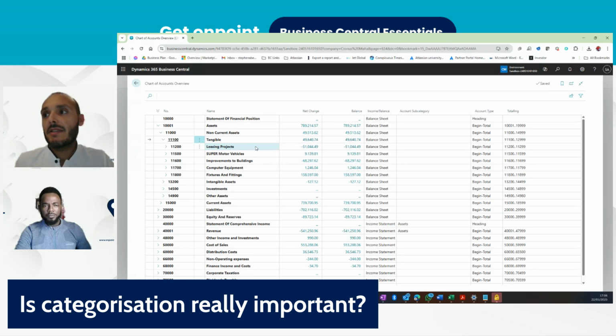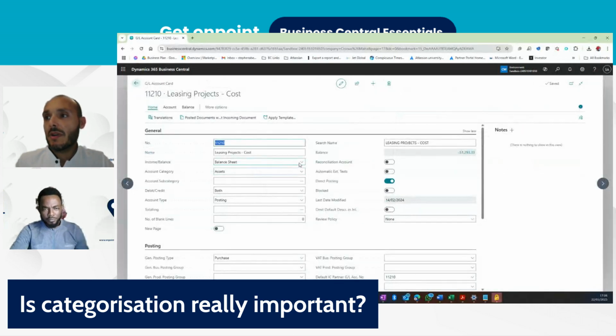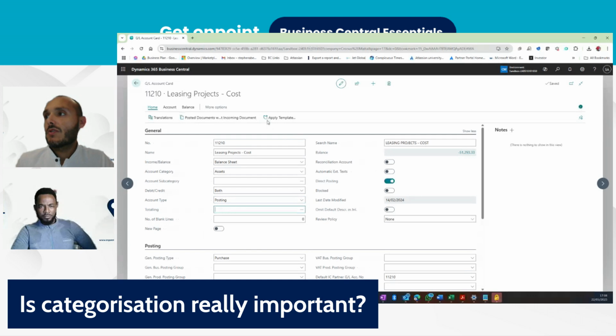May I remind everyone that this all comes about when we set up our nominal account. And when we define our nominal account, we need to make sure that we properly define the posting. The postings are the accounts where we're actually posting our day-to-day transactions. And then we have the begin totals and end totals, which ultimately make up our chart of accounts and our grouping.